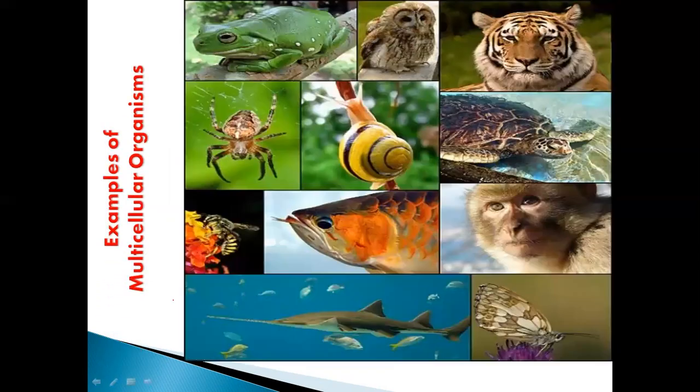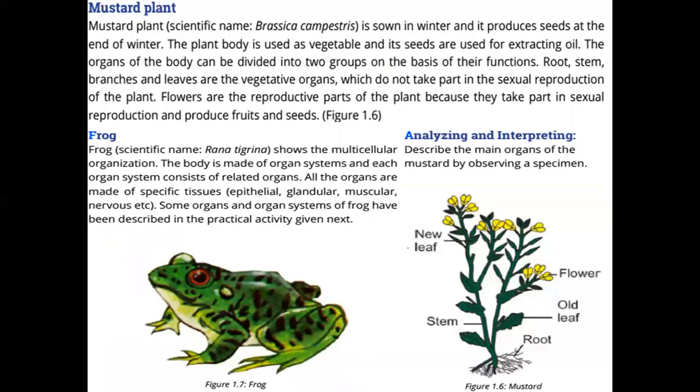Now we'll see some examples of multicellular organisms. All these are multicellular organisms. They have trillions of cells, and we can see them with our naked eye. Let's take a look at the two examples given in your book. The mustard plant is from the plant kingdom, or group Plantae, and it is a multicellular organism.